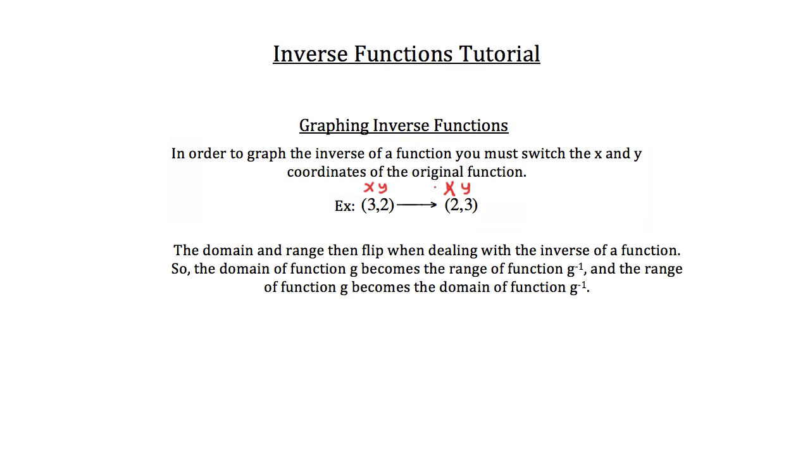So the domain and range flip when dealing with the inverse of a function. The domain of a function g becomes the range of inverse g, and the range of function g becomes the domain of inverse g. So the values stay the same, but they actually switch when you're going from a function to its inverse. The domain of one becomes the range of the other, and the range of that one becomes the domain of the other.